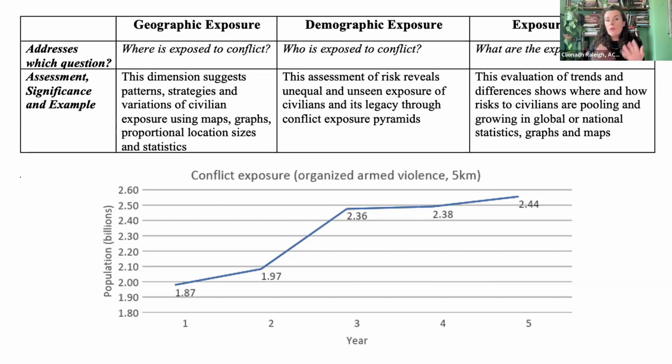And of course, what are the trends in this exposure? It's certainly going up, as you can see from this map here. We have the population in billions that have been exposed to armed organized violence within 5 kilometers, steeply rising from 2019 to 2020, and continuing at a very high rate since. This exposure rate is closely correlated to the number of events we've seen increase over that period also. Next, please.